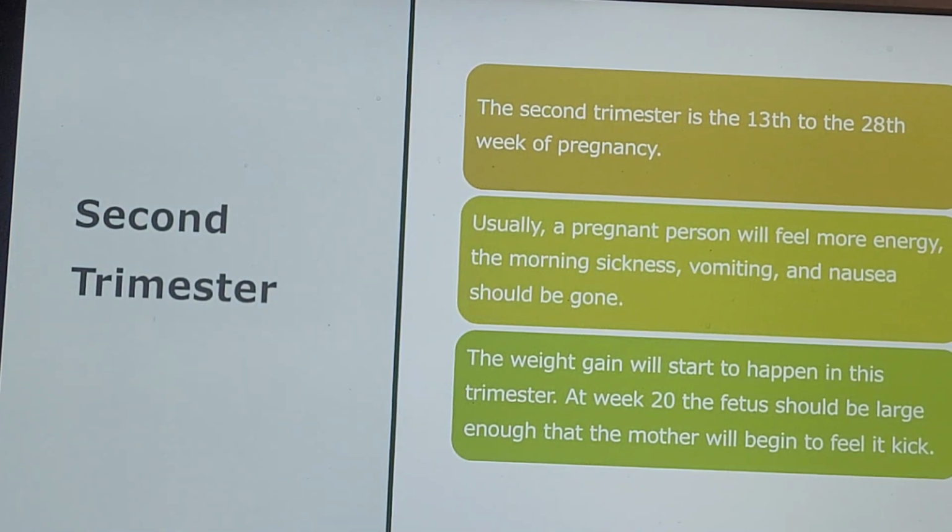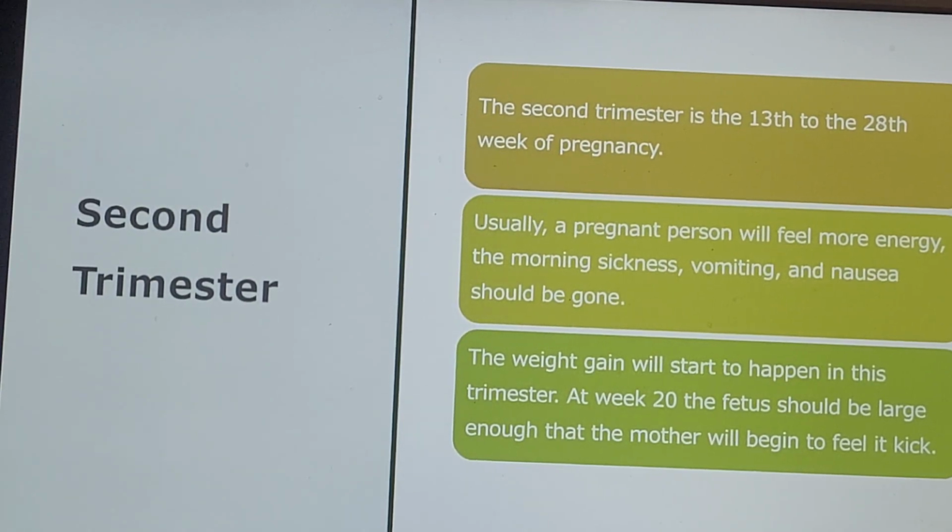The second trimester. The second trimester is the 13th to the 28th week of pregnancy. Usually a pregnant person will feel more energy. The morning sickness, vomiting, and nausea should be gone. The weight gain will start to happen in this trimester. At week 20, the fetus should be large enough that the mother will begin to feel it kick.